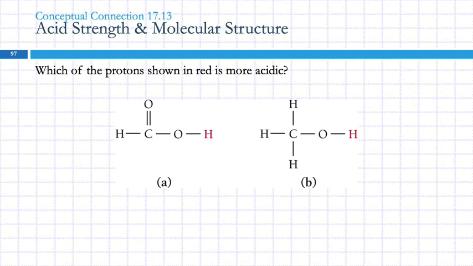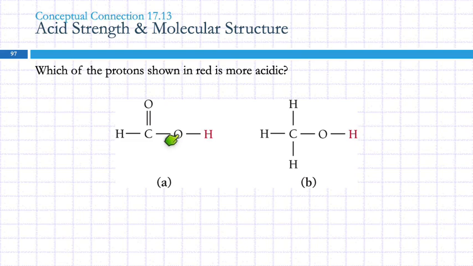So from that information, we should be able to answer questions like this. Which of the protons shown in red is more acidic? Which one is easier to come off? So easier to come off, are we looking for the stronger bond or the weaker bond? We're looking for the weaker bond. We're looking for which of these bonds is the weakest. That one will be the most acidic.